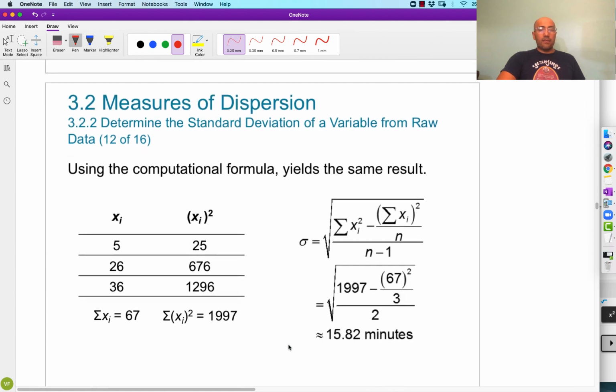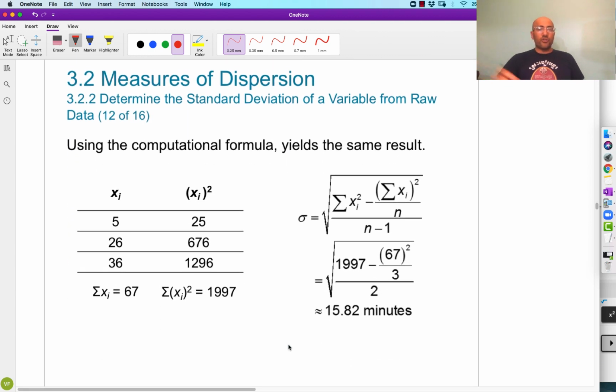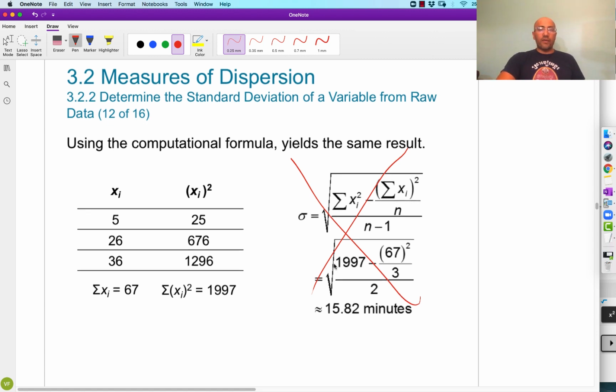Okay, again, the book will push you to this shortcut, which we do not use. Don't use that shortcut. It's just more trouble than it's worth. For us, our shortcut is just our TI-84 calculator.